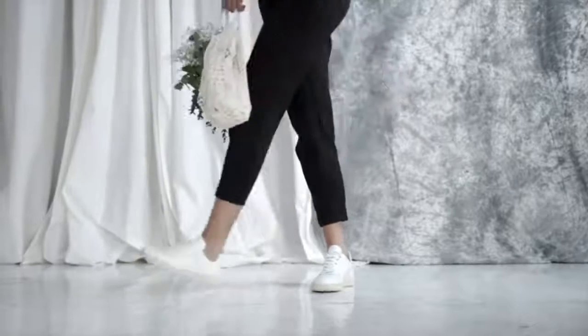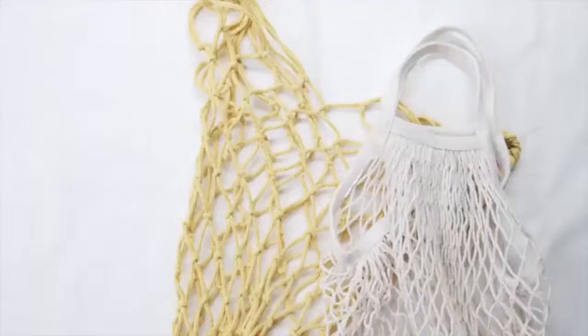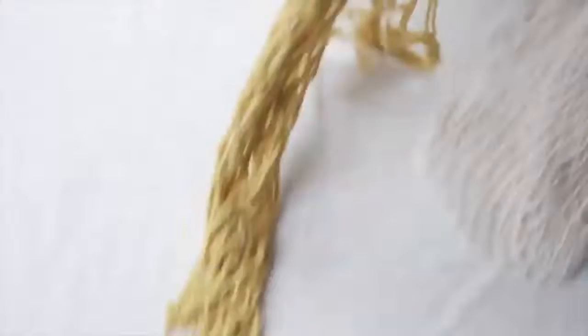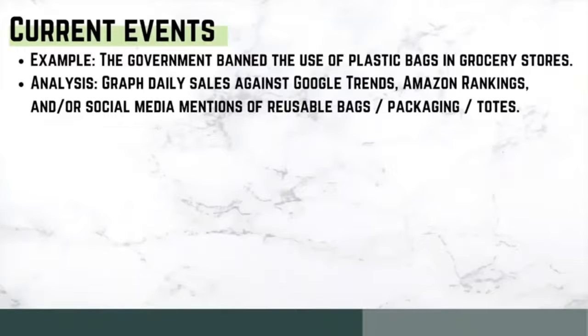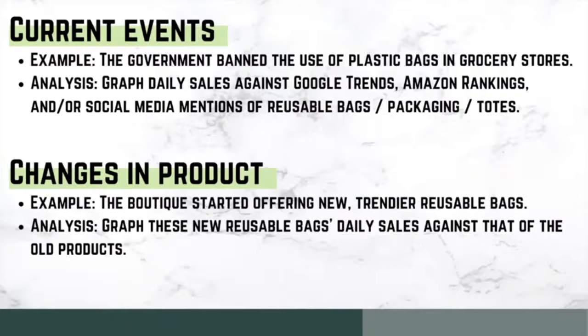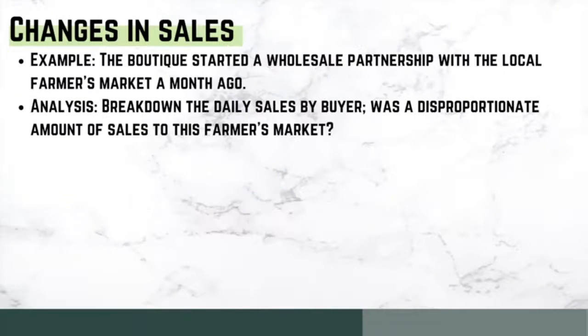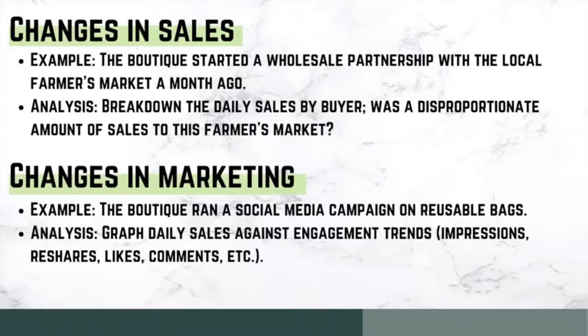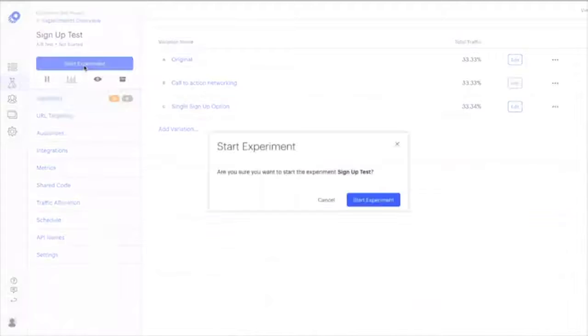You limit your analysis to the reusable bag category and focus the investigation on the following suspects: current events, i.e., was there a regulatory and/or cultural event that could have affected sales? Changes in product, changes in sales, changes in marketing. Effectively, you are seeking correlations between the reusable bag's daily sales and hypothesized root causes. If possible, validate correlations by replicating a hypothesized root cause and measuring its impact. Internet businesses have the additional option of session view and A/B testing.